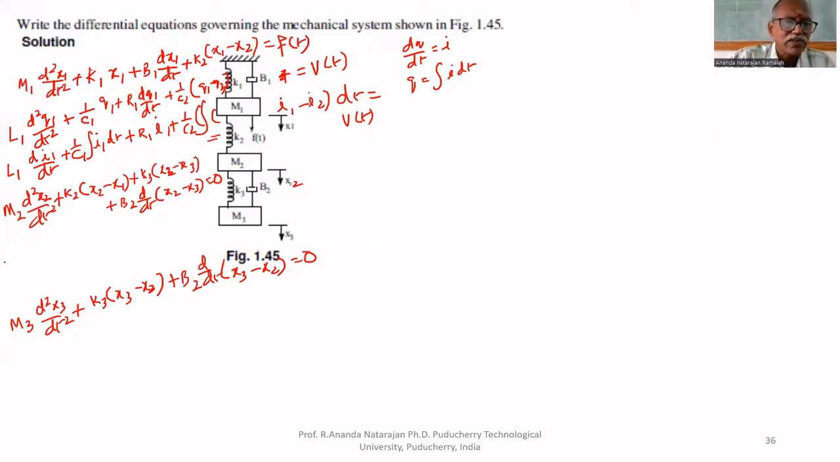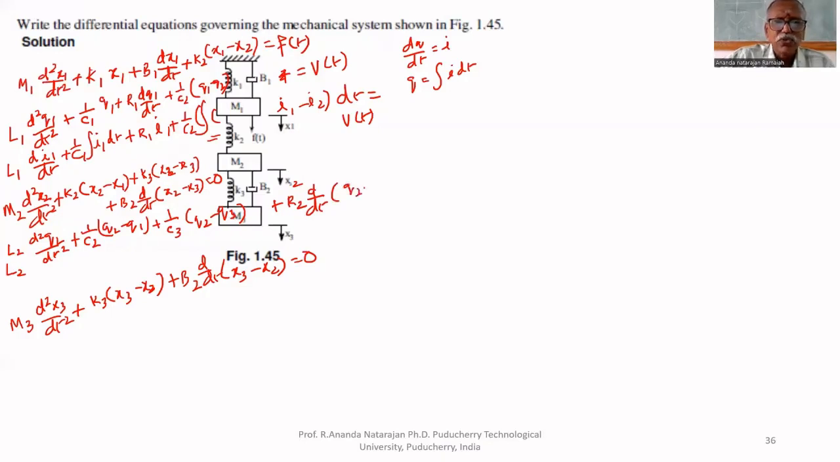Similarly, for the second equation also we can write L2 d square q2 by dt square plus k2, equal to what? 1 by C2 (Q2 minus Q1) plus 1 by C3 (Q2 minus Q3) plus R2 d by dt of (Q2 minus Q3) equal to 0.